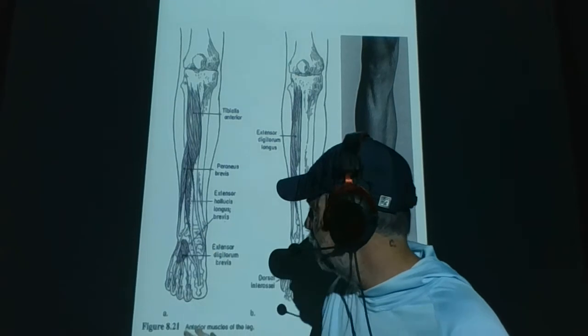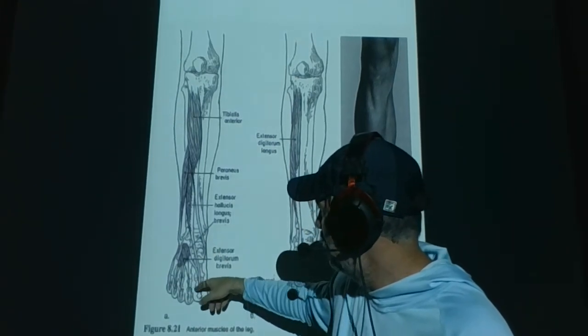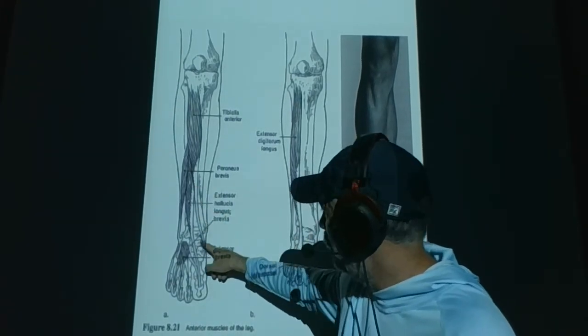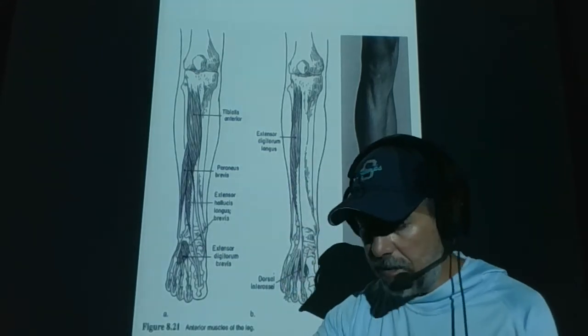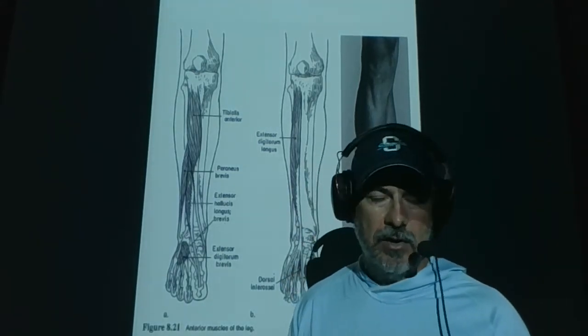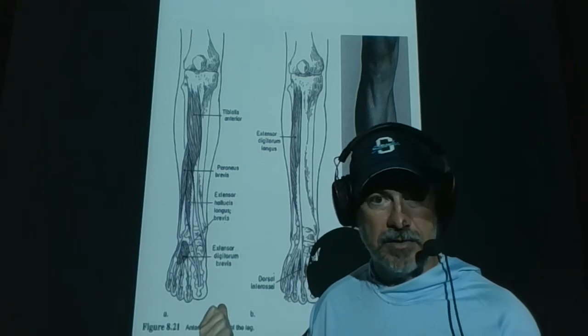This is an anterior view of the foot. How do I know? There are my toes. I don't see my calcaneus. It crosses the ankle joint in the front. That means it's going to pull in the direction of dorsiflexion. It's going to be a dorsiflexor.